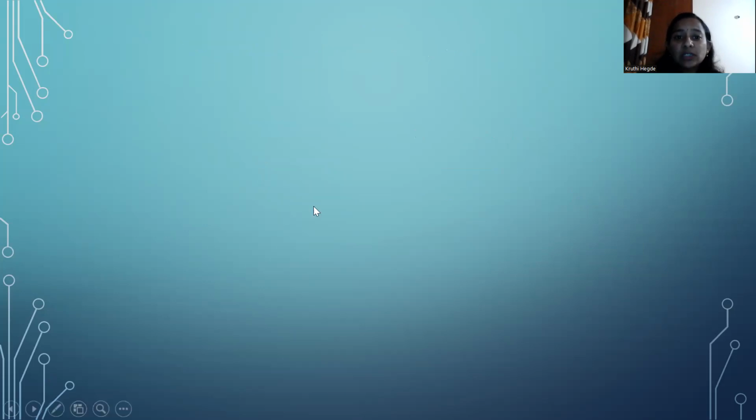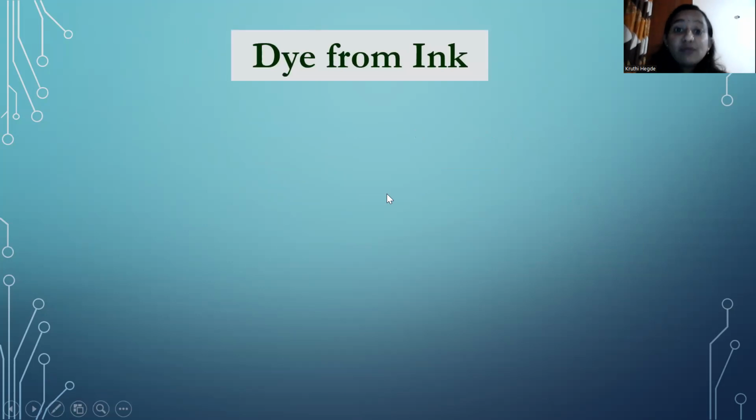In case of homogeneous mixture, for example, dye from ink. When you take ink of different colors, maybe red ink or blue ink for ink pens, that is actually a mixture of dyes. Blue ink does not have only blue color dye. It is a mixture of various dyes in them.